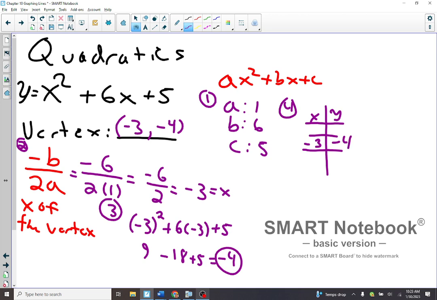Wait, what did she mean by plug into the calculator? You just go to y equals. Yeah, I can show you later. But in the table, you're going to plug in the middle part, negative 3, negative 4. That's the vertex. The vertex is the middle of the problem.